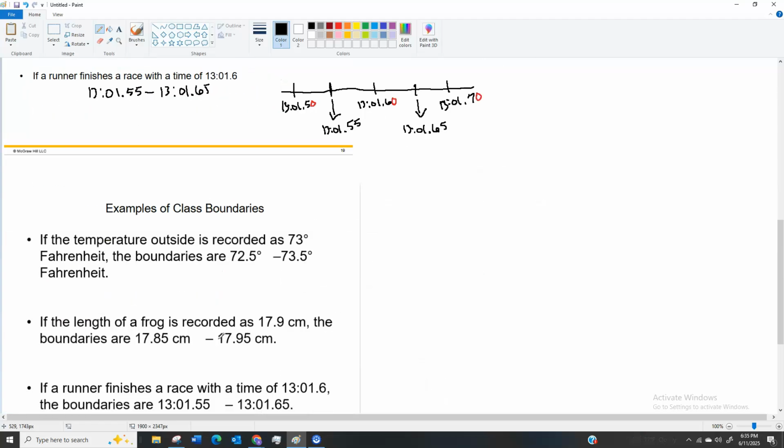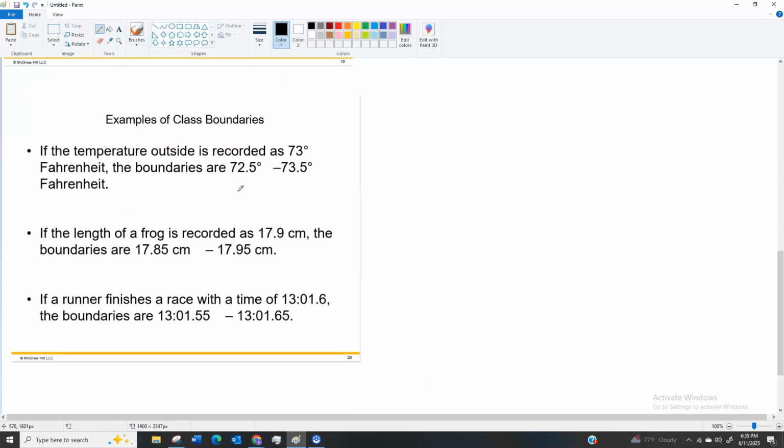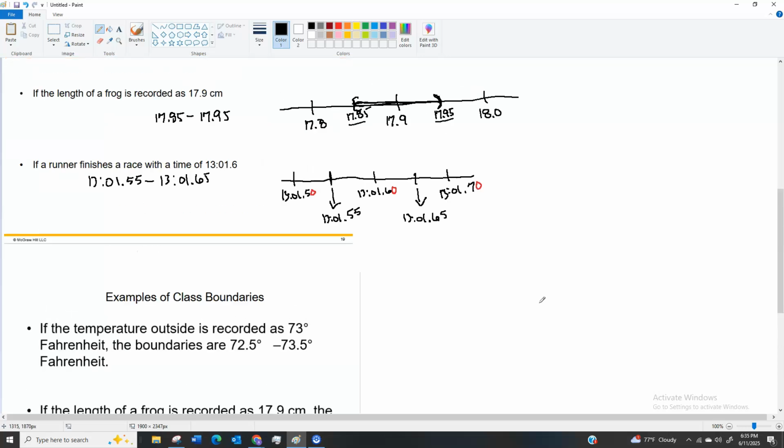And then this is just their explanations of it from the slide. Same values that we got.